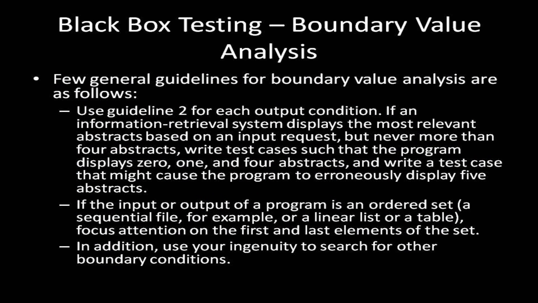4. Use guideline 2 for each output condition. If an information retrieval system displays the most relevant abstracts based on an input request, but never more than 4 abstracts, write test cases such that the program displays 0, 1, and 4 abstracts, and write a test case that might cause the program to erroneously display 5 abstracts.